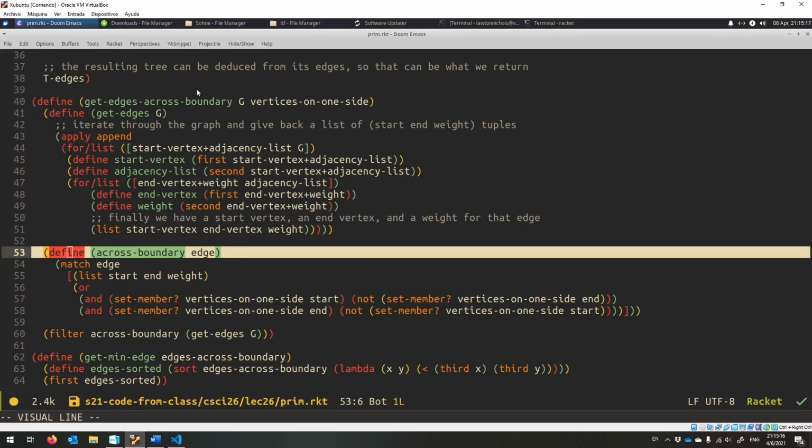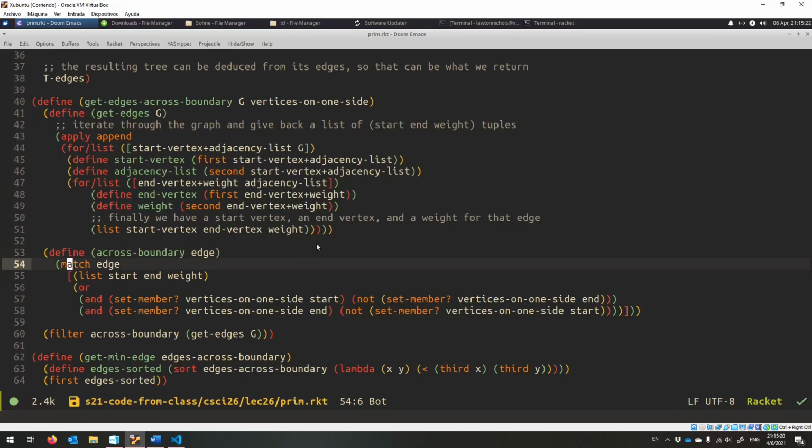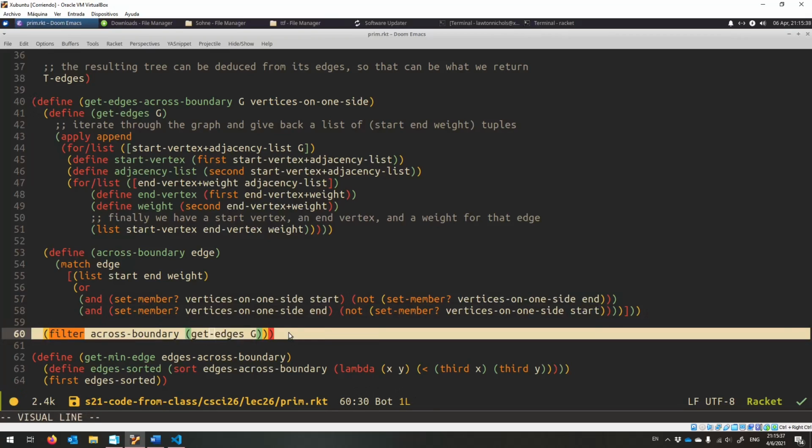We need to figure out if an edge is across our boundary. If part of it is in one of our tree vertices, and part of it is not in, or the other way around, the end was in but the start was out. That's the idea. And so really this is filtering all of our edges.